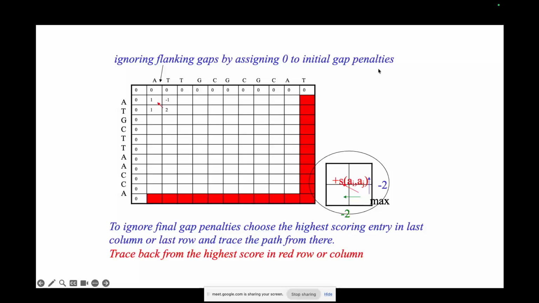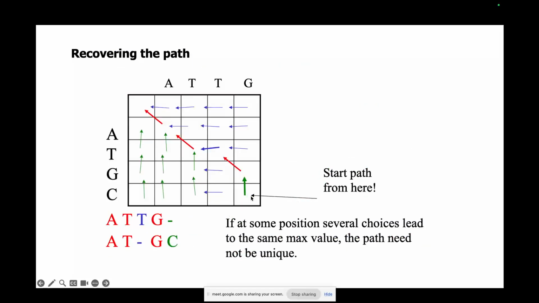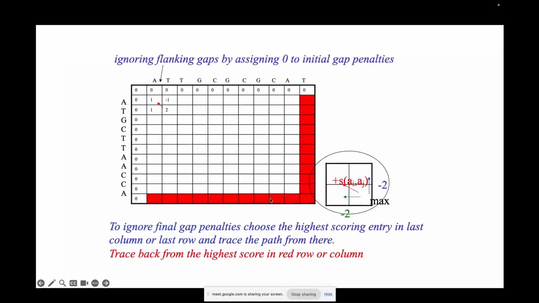As I was saying, we ignore the flanking gaps by assigning 0 to the initial gap penalties. To ignore the final gap penalties, we choose the highest scoring entry in the last column or the last row and trace the path back from there. So in the earlier case, we were starting from this diagonal end box, right? But here, when we are ignoring the gaps, we can start from anywhere. We can start from anywhere in this last row, or we can start from anywhere in the last column.